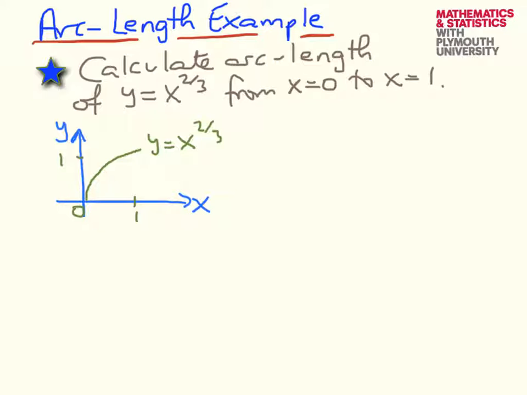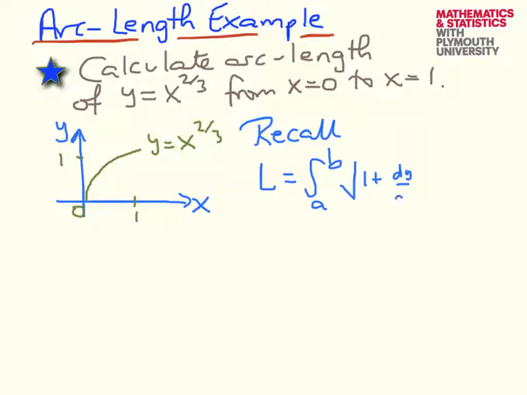To do this, let's recall the key formula for arc length, and that is that the arc length is given by the integral from a to b, whatever our start and end points on the x-axis are, of the square root of 1 plus dy dx squared, square root of the whole thing, integrated with respect to x.